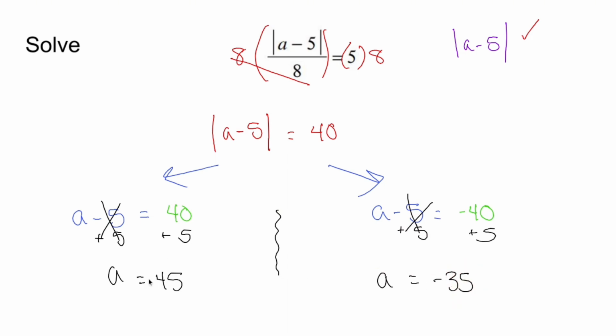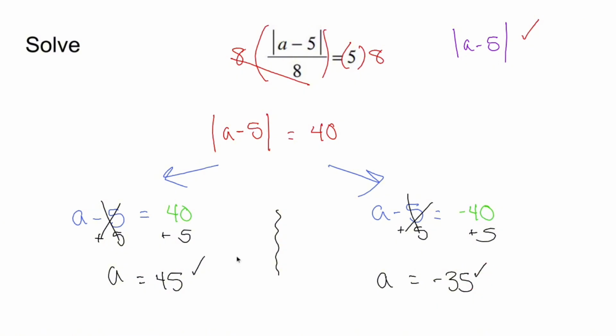Now, what you would probably want to do in this case is go up here and do a mental check and do like 45 minus 5 is 40. The absolute value of 40 is 40. Divided by 8 is 5. Hooray! And negative 35 minus 5 is negative 40. And the absolute value of negative 40 is positive 40. Positive 40 divided by 8 is 5.